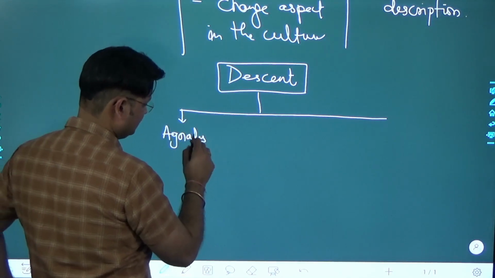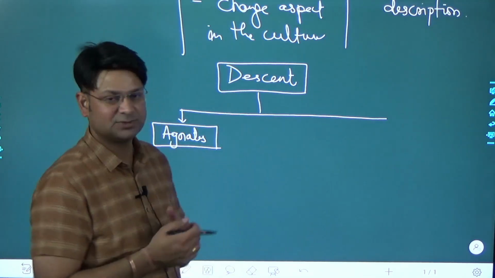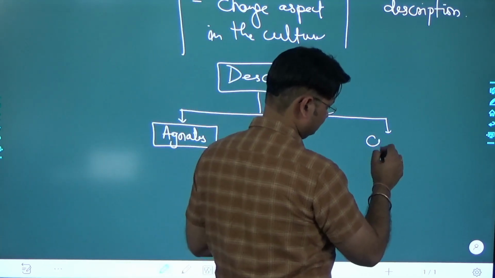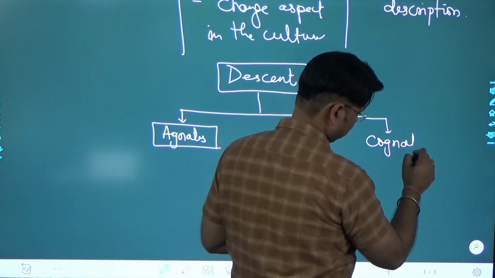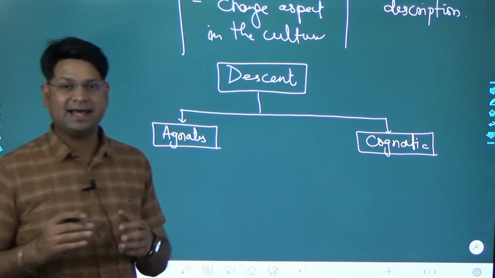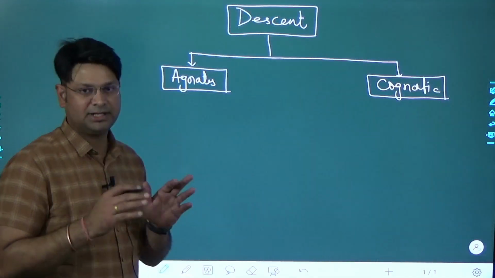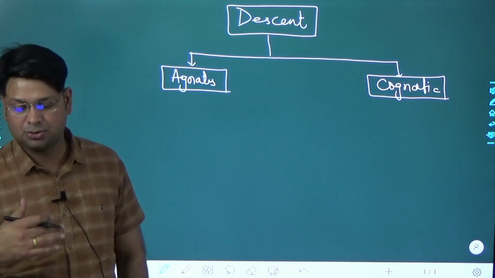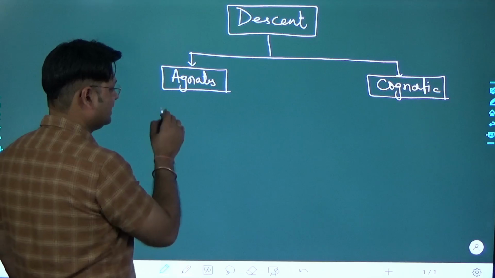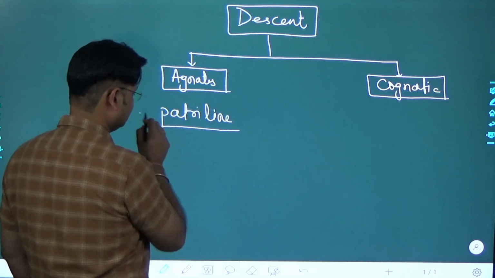So basically I am trying to tell you that descent can be of two types: agnatic descent and cognatic descent. Agnatic descent basically means that a person is related through the patriline, tracing descent through the patriline, in the father's line.